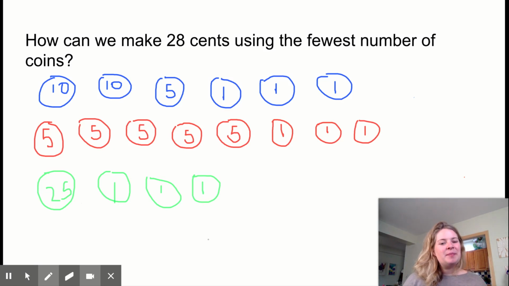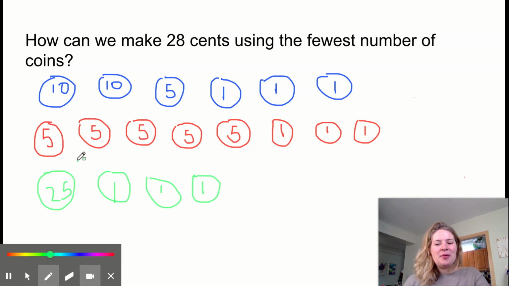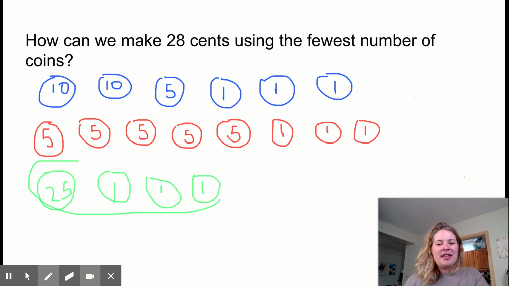Which of these combinations has the least amount of coins? Yeah, the bottom one. A quarter and 3 pennies. You only used 4 coins for that one. Up here, we used 1, 2, 3, 4, 5, 6. And here we used 1, 2, 3, 4, 5, 6, 7, 8.